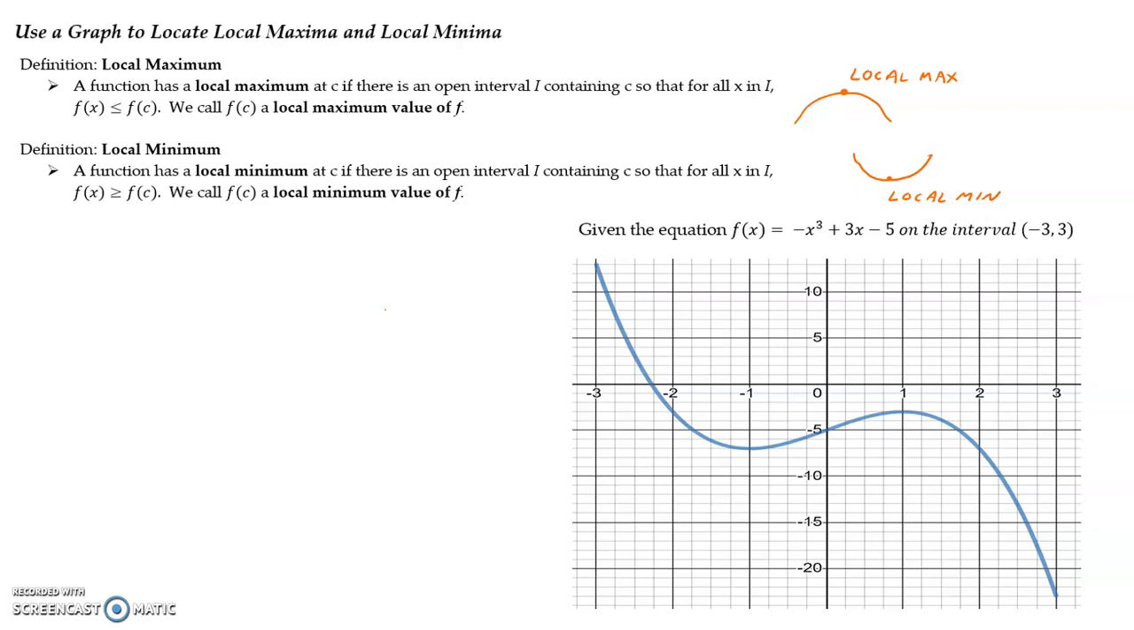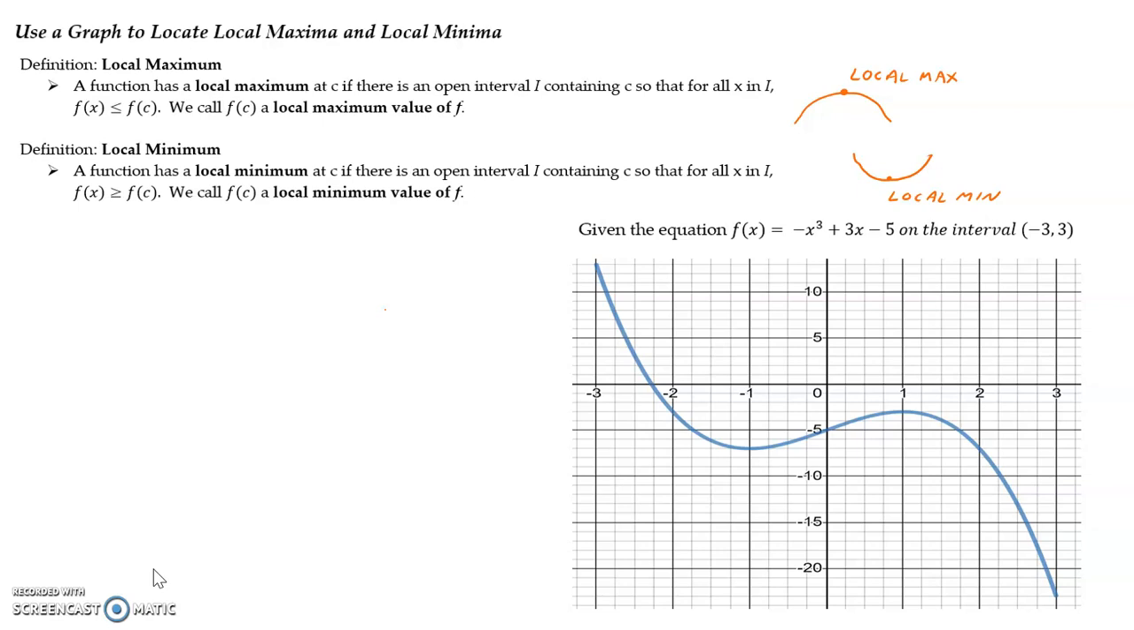So we're going to take a look at a function. We have the equation f of x is equal to negative x cubed plus 3x minus 5. And we're going to graph this on the interval from -3 to 3. So I went ahead and graphed our function, and let's go ahead and label our local max and our local min on the graph itself.